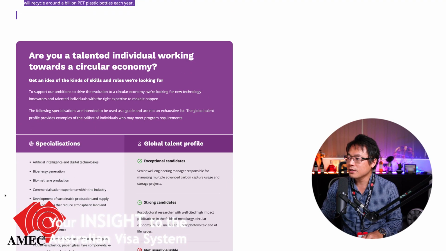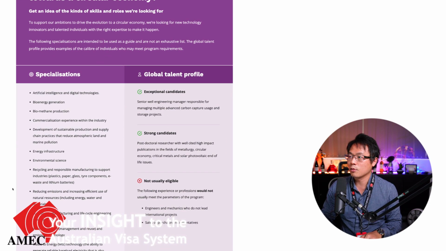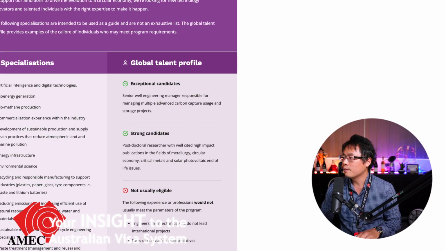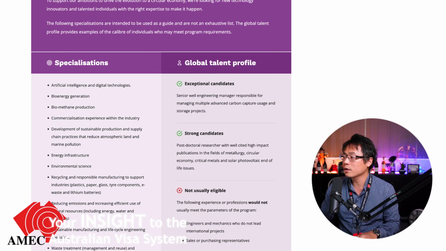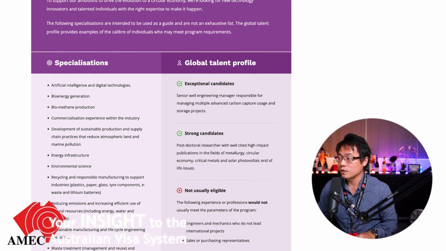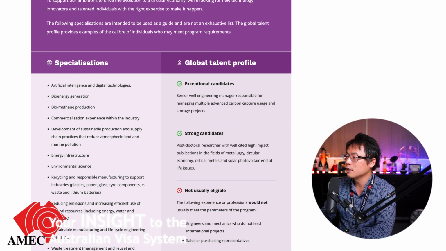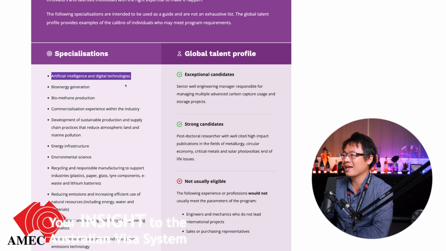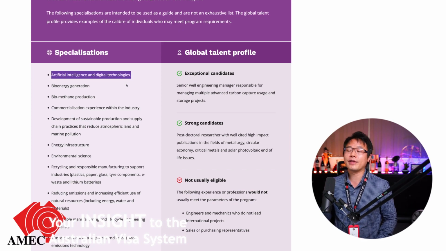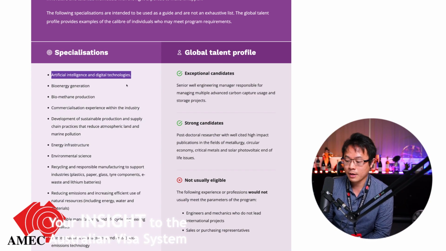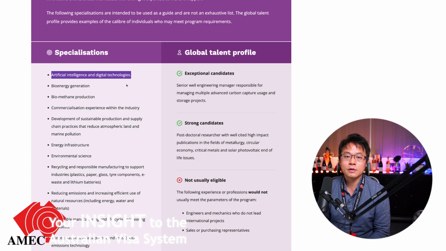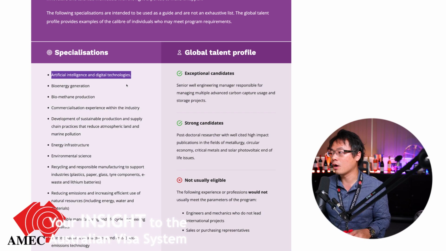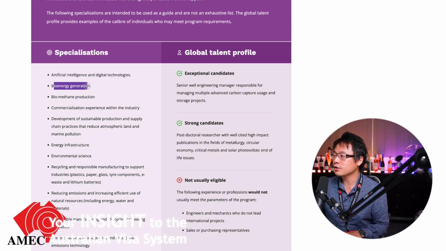So basically, let's go into the specialization. There's more, very good, but it's very tiny to read, so let's magnify that a bit. You might want to go into this web page to skim through yourself as well, but I'm going to read them out. So specialization: AI, artificial intelligence, and digital technology. Now, how would that work with the circular economy? Perhaps AI can be used to detect useful waste. Perhaps, probably, bioenergy generation.